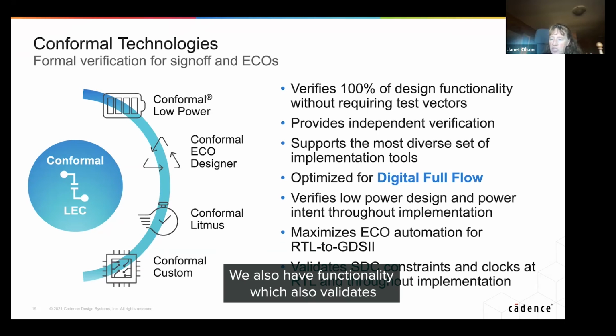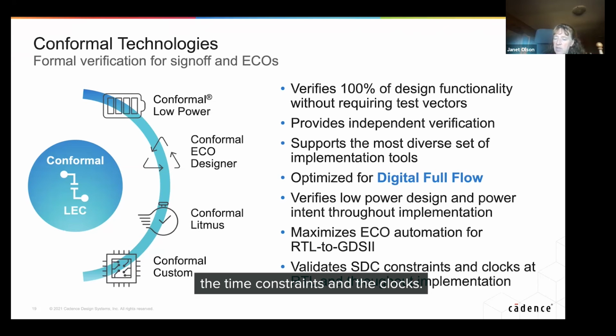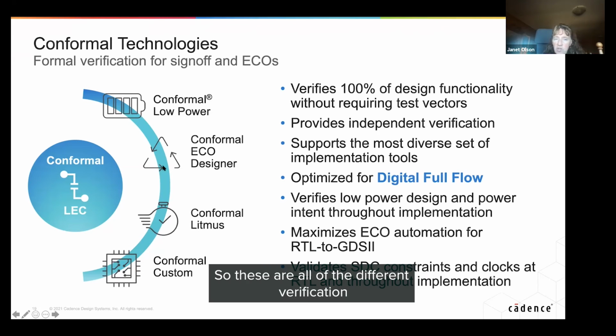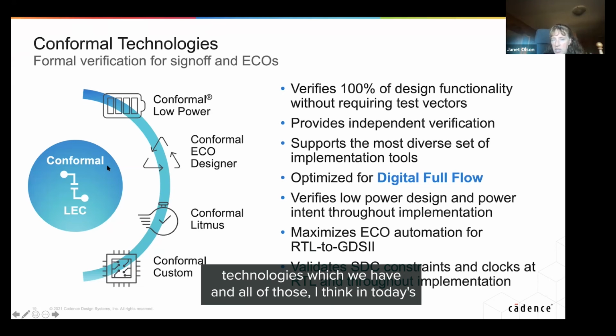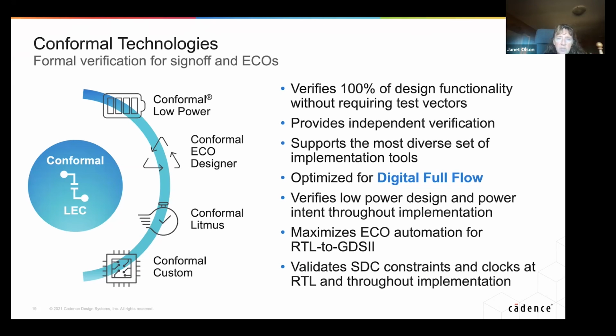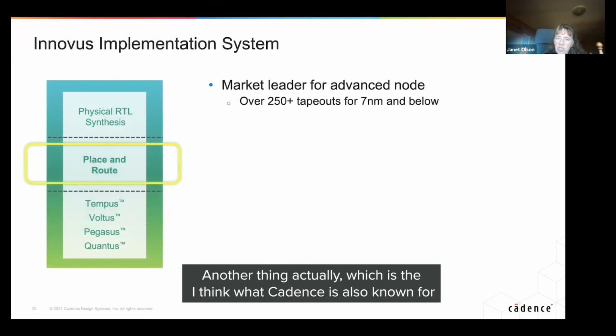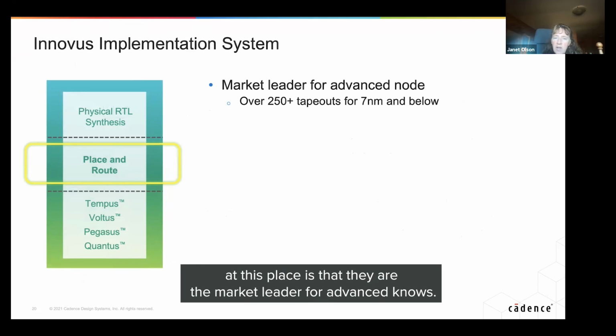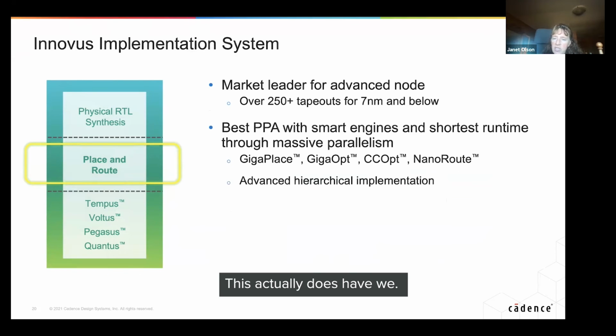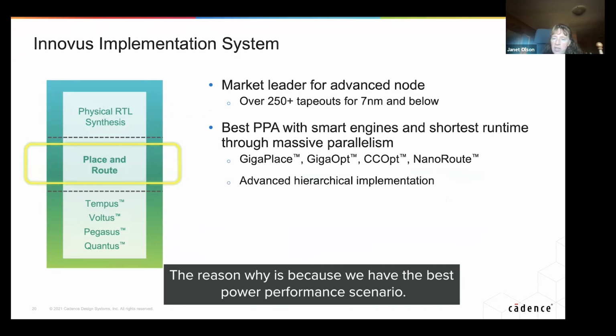We also have functionality which validates the timing constraints and the clocks. So these are all of the different verification technologies which we have, and all of those, I think, in today's techniques are required. Another thing which I think Cadence is also known for is place and route. They are the market leader for advanced nodes. The reason why is because we have the best power, performance, and area.